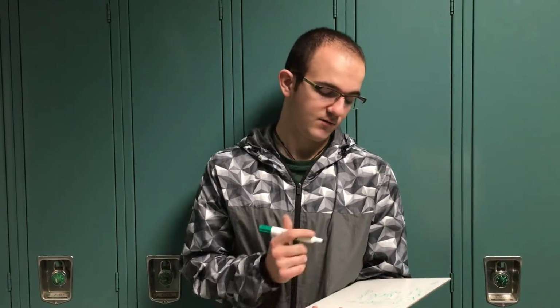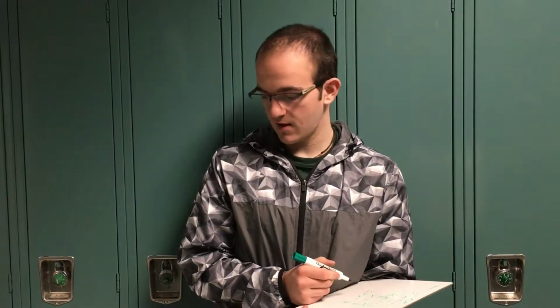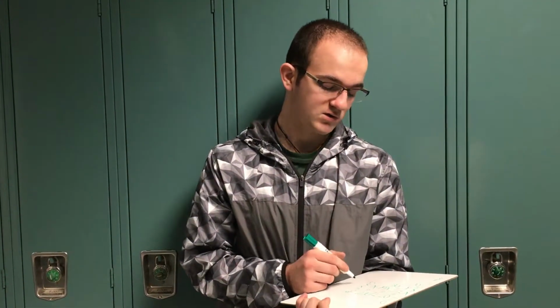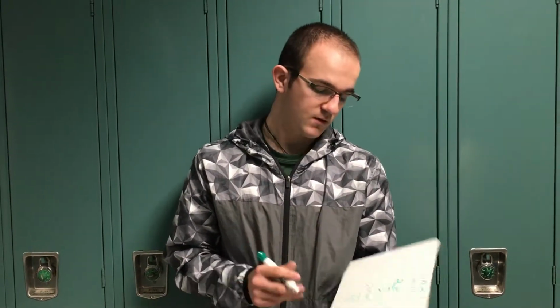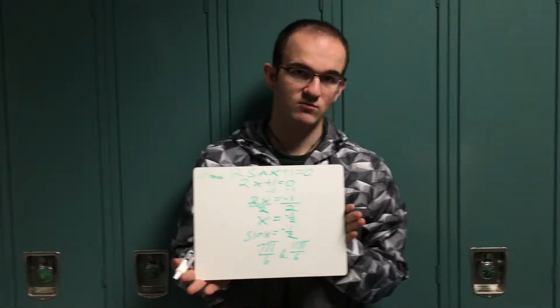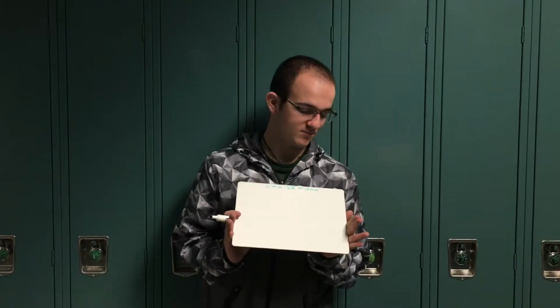If we then use a unit circle and find all the values where sine x is equal to negative 1 half, we find that sine x equals negative 1 half at 7 pi over 6 and 11 pi over 6 on the unit circle. And that's okay. Here's problem number 2.